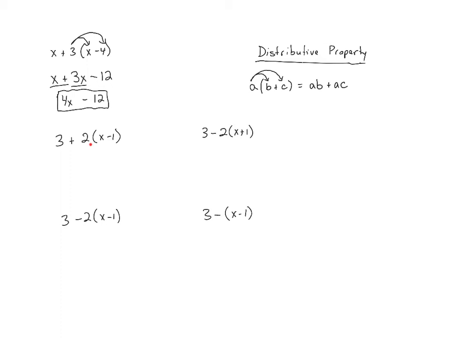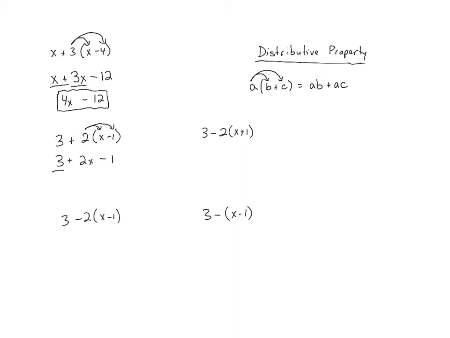Instead, we're going to have to use the distributive property to get rid of those parentheses before we combine any like terms. So we're going to distribute that 2. We're going to leave the 3 alone out front. Now 2 times x is going to give us 2x. And then we bring down that subtraction. 2 times 1 is 1. So this is going to be 3 plus 2x minus 1.